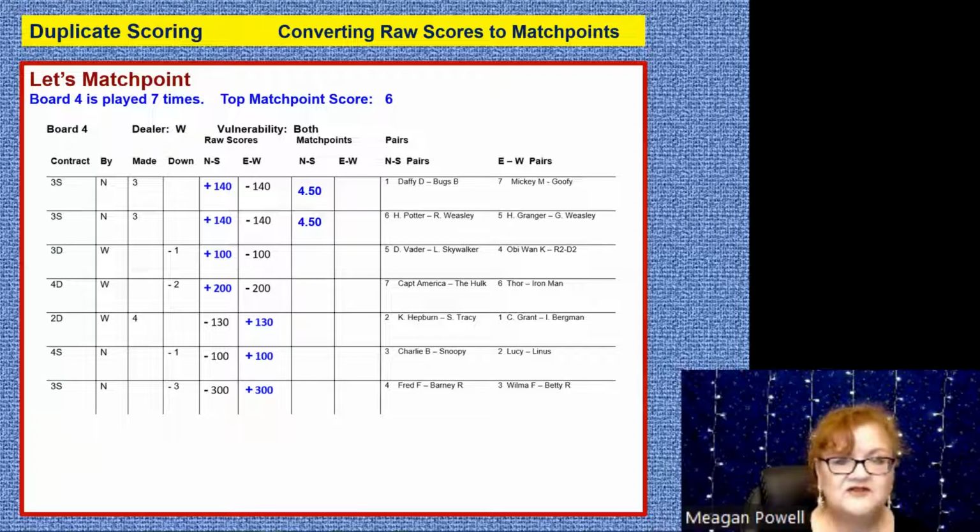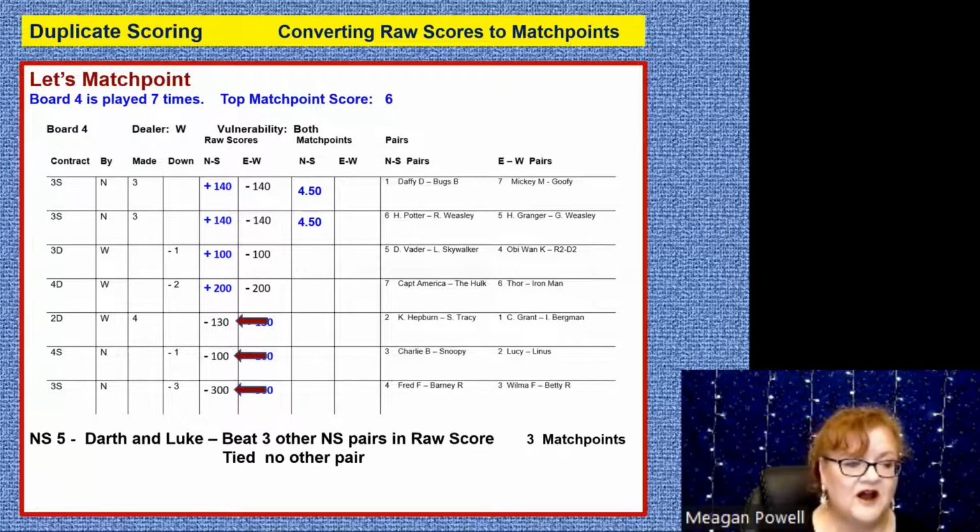So while Vader and Skywalker have a positive 100 and it is a positive score, it is the lowest of the positive scores, right? They didn't beat anybody else in the north-south column with a positive score, but they do beat all of the negative scores. So they beat Hepburn and Tracy. They beat Charlie Brown and Snoopy. They beat Fred and Barney. They beat three other north-south pairs in the raw scoring. They get three match points. They didn't tie anybody. They get 3.00 in the match pointing.